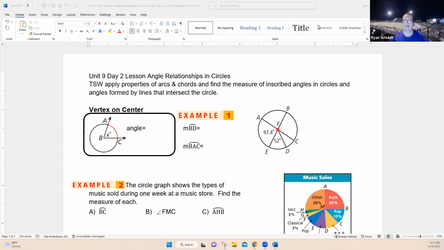Okay, so now that we're through with the basics of segments and angles in the circles, we're going to really start drilling down into each of those. So today we're going to look at angle relationships in circles and how those relate to arcs and chords, I should say not cards, chords, and then whether the angle's inside the circle, outside the circle, etc.